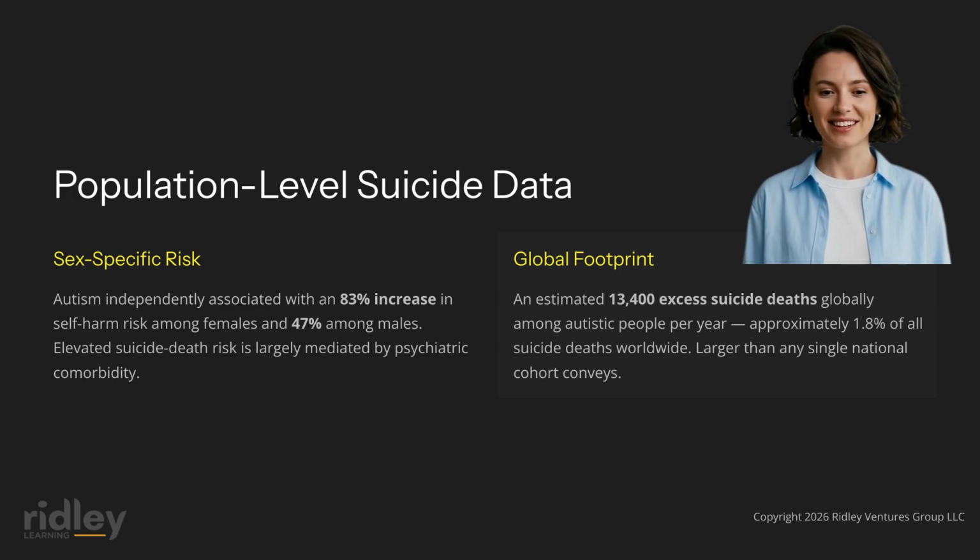The Global Burden of Disease 2021 Autism Spectrum collaborators estimated roughly 13,400 excess suicide deaths globally among autistic people in 2021, which represents about 1.8% of all suicide deaths worldwide. This figure tells us that the public health footprint of autism-related suicide is considerably larger than any single national cohort conveys.